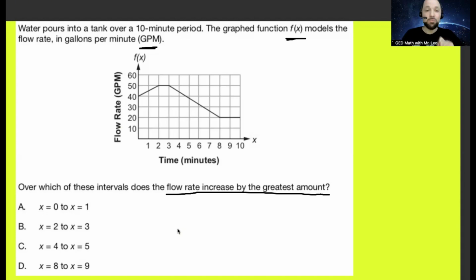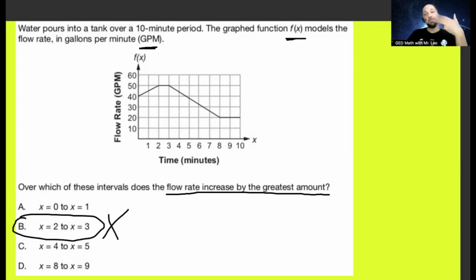Now, did you make the very smart mistake of selecting answer choice B? B is not the answer. People often think it is. Well, they'd say, Mr. Leo, look, from 2 to 3 minutes, that's right here. That's obviously the peak of the graph. That's the highest point on the graph. That's when the flow rate is at the highest. And you're absolutely right. Yes, that is the highest flow rate seen on the graph.